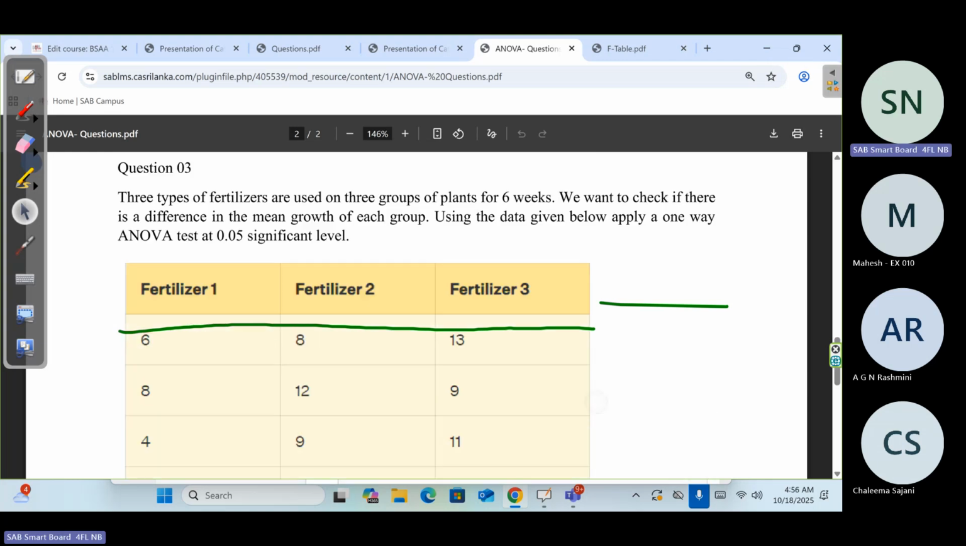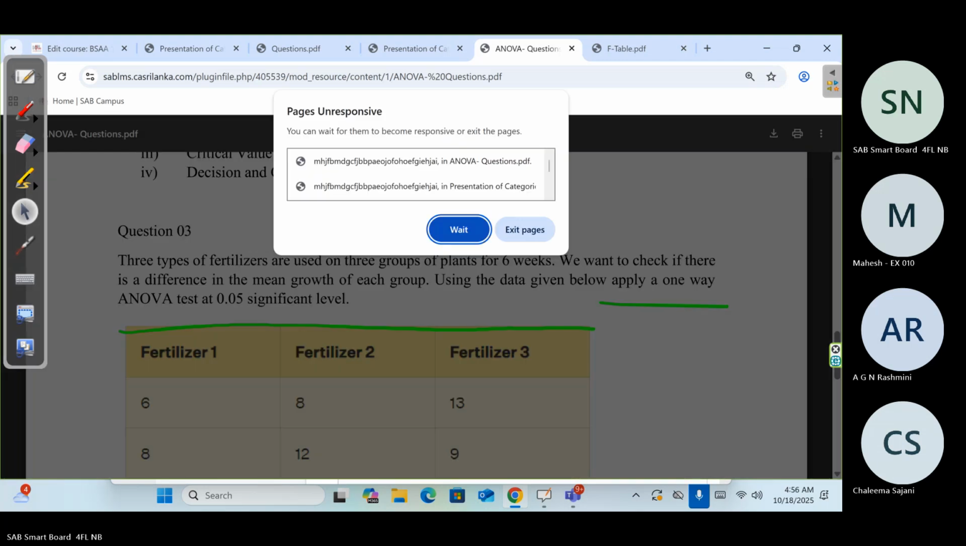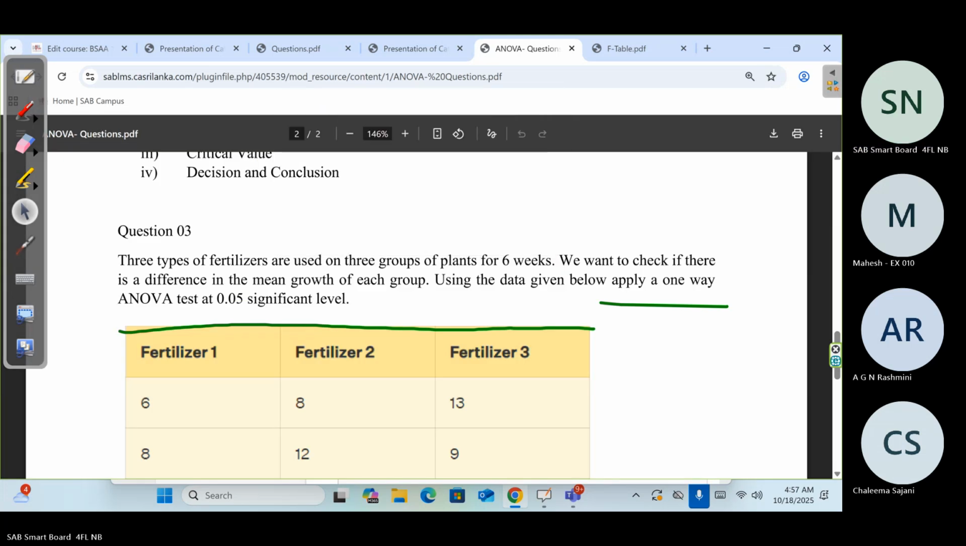If you are finished, then try the last question here, question number 3. Third question. Question number 3.